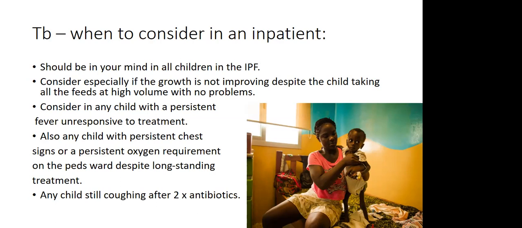So really the sequence, once you've had one lot of antibiotic, if you're not seeing an improvement in the chest, move to a second lot of antibiotic, still no improvement, then you need to think about TB, especially if you're still hearing crackles or reduced breath sounds in one side of the lung. Those are situations where you need to think about it.